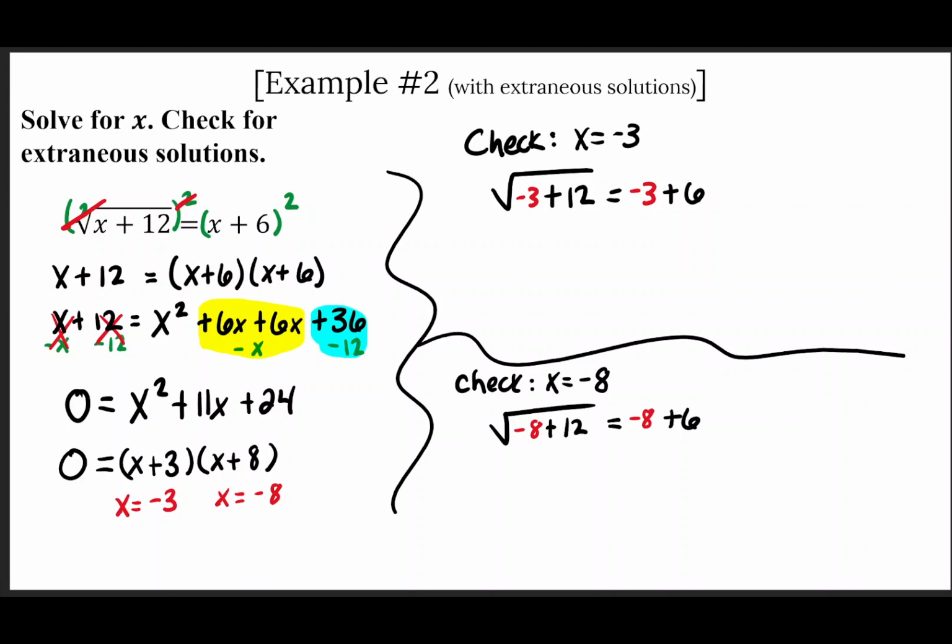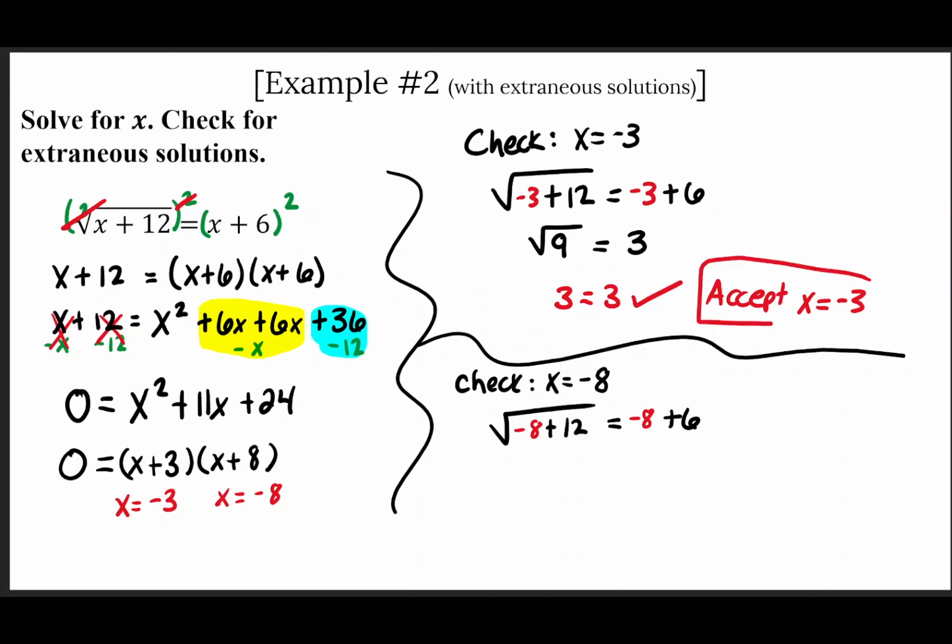Okay, let me clean up the one that's on the top. If I clean up square root of negative 3 plus 12, I could just say that is square root of 9. The right side would be a positive 3. Well, square root of 9 is 3. That is true. So I have 3 equals 3. That is a true solution. So we are allowed to accept x equals negative 3 as a valid answer.